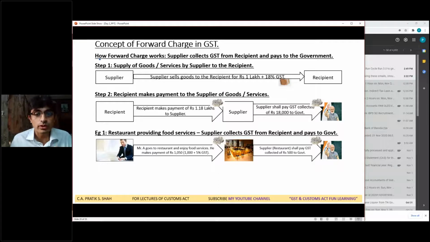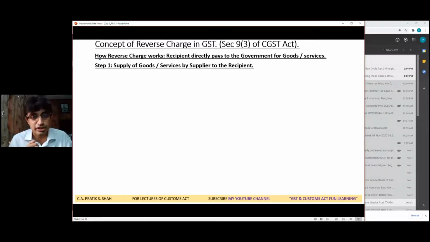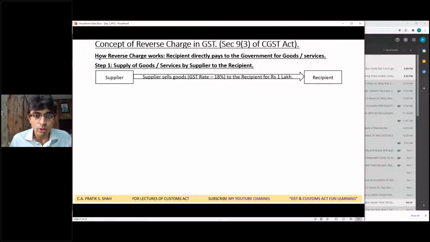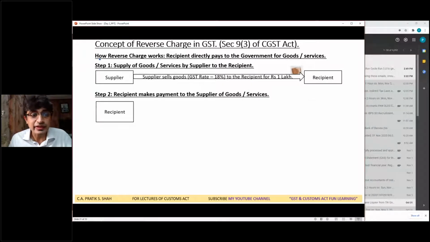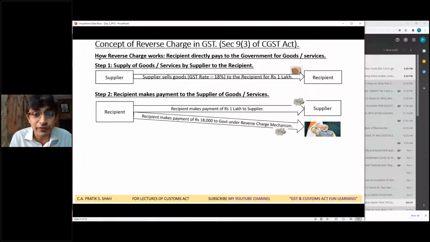But now there is a concept of reverse charge. Section 9, subsection 3. What do you mean by reverse charge in GST? See this. Suppose I am a seller. You all become the buyer. So I am a seller, selling goods to you for 1 lakh rupees. Now, as a recipient, you will pay me only 1 lakh rupees, and as a recipient, you will directly pay GST to the government under reverse charge.